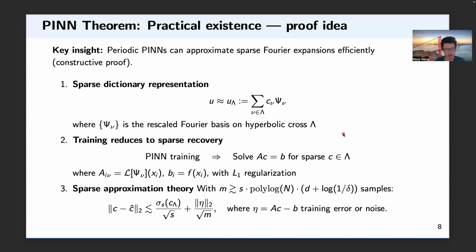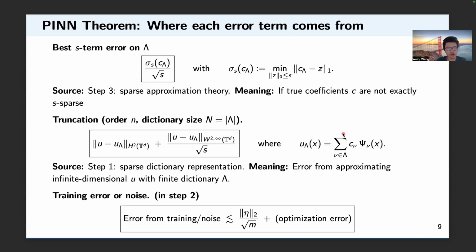So these three steps explain the three parts of the final error bound. Let me go back to the error terms to make the correspondence, so where each term comes from. The first one, the best S term error on lambda, is written like that. Even if we keep only S frequencies, we may not match the truth exactly. So this is the price of the sparsity. This is step three, sparse approximation theory.